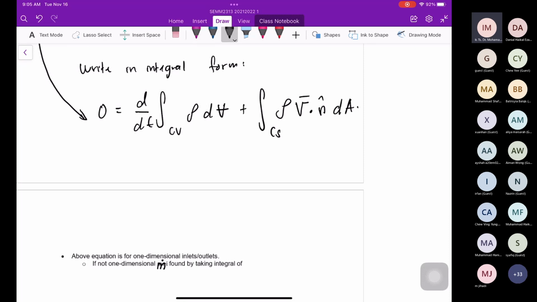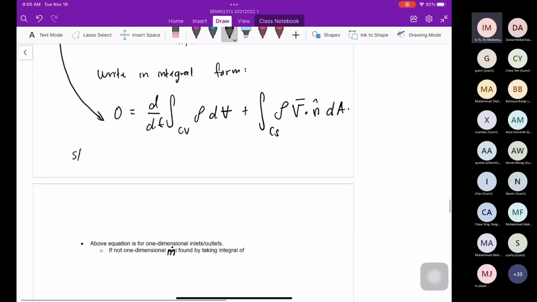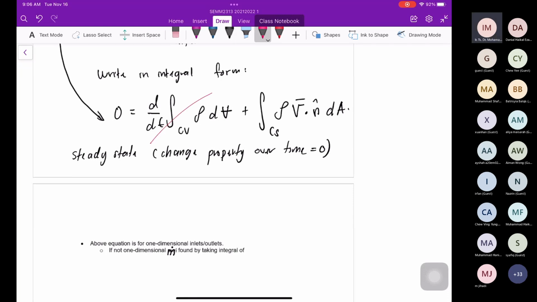Okay, if the condition is steady state, there is no change of property over time. That means anything pertaining to the time derivative equals 0. So this we can cancel out. We'll get only 0 equals the control surface integral of rho v dot n dA.